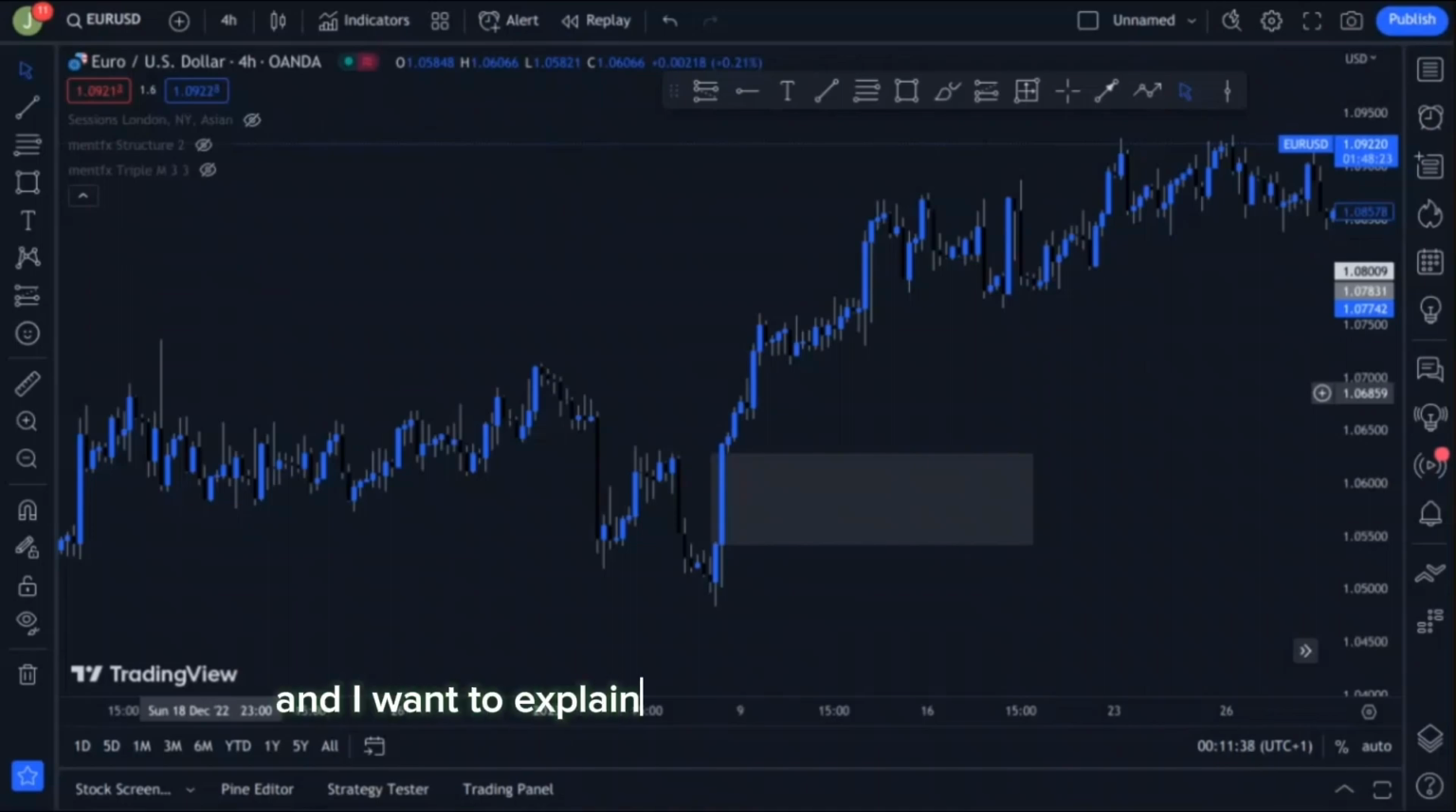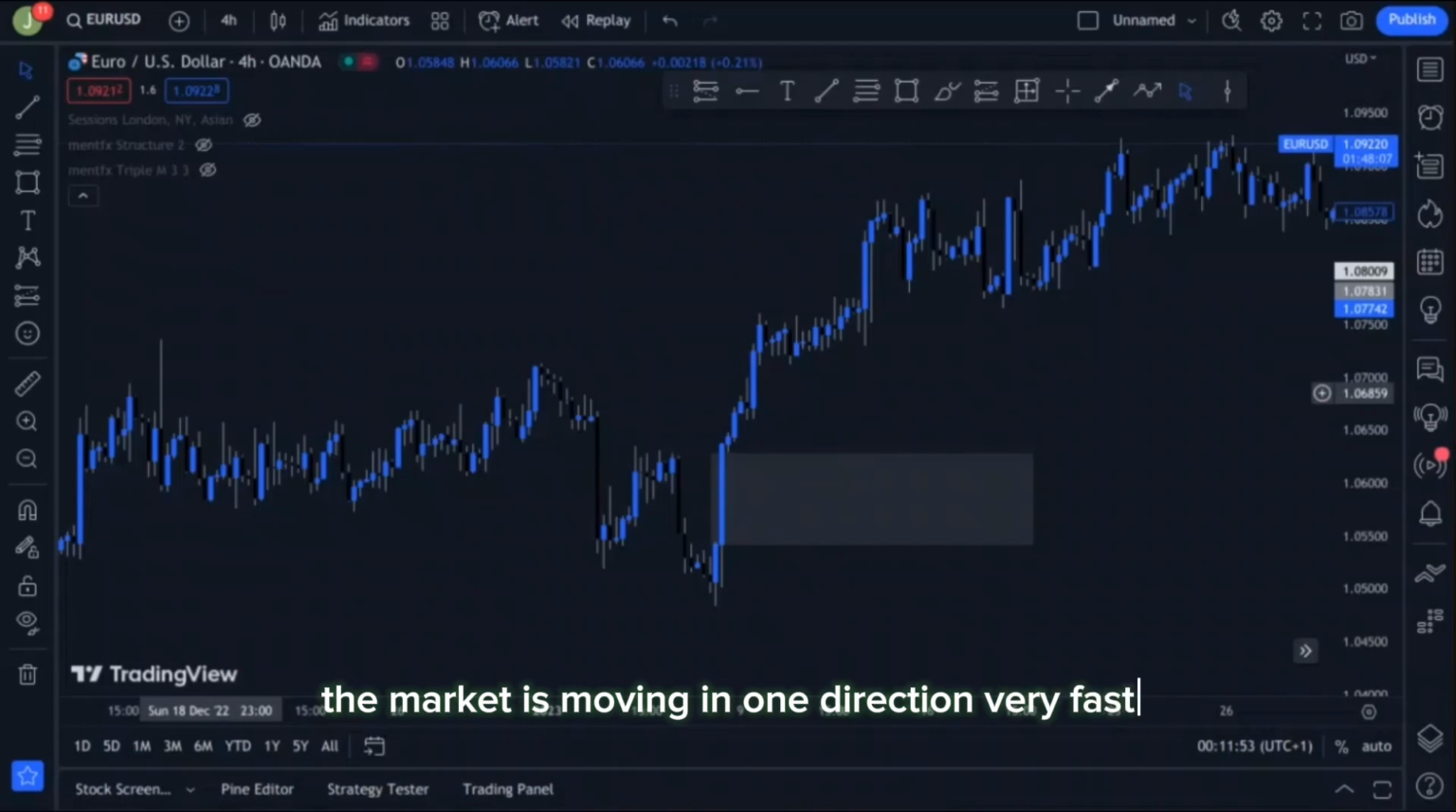And I want to explain to you guys what imbalance is in the forex market, also known as a fair value gap, or another word for it is inefficient pricing. So, an imbalance is when the market is moving in one direction very fast and the market doesn't have time to rebalance itself and fill in those gaps.